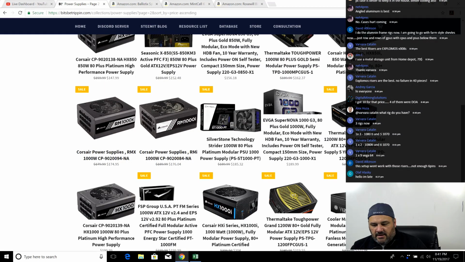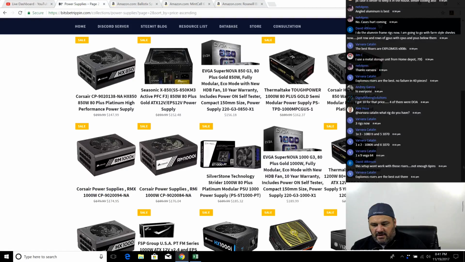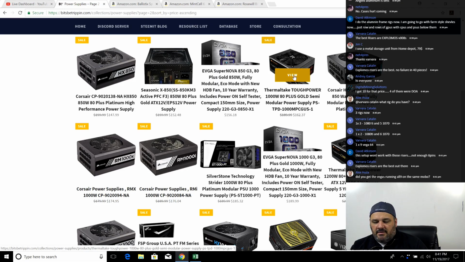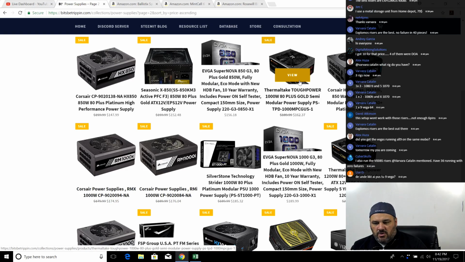Or going with, let's look here, 850, $162. On that particular rig, you could get away with the Thermaltake here. We've probably bought about 15 of these Thermaltakes, and I've had one that had an issue out of all of them. I have not had any issues with the 1000 watt G3 EVGA. So it's a toss-up from a price standpoint. It might be better to go with this. Let's just go with this one for right now.